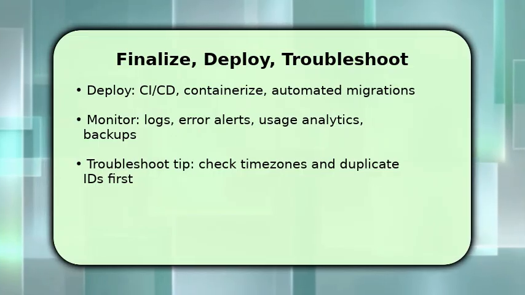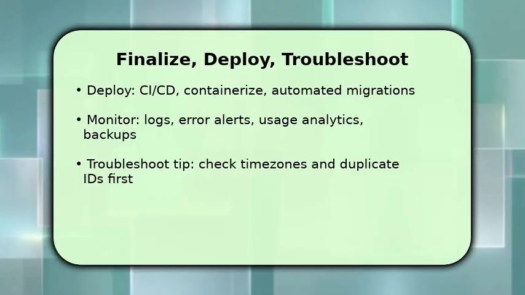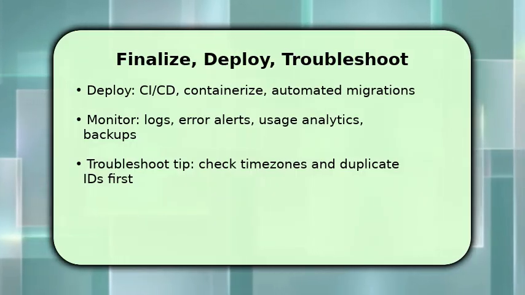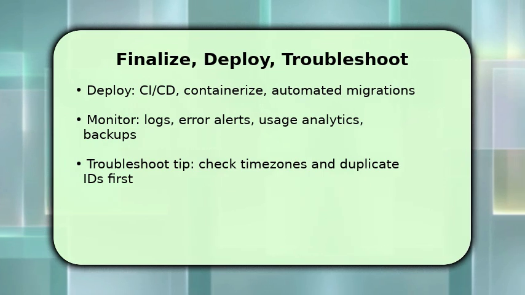Then roll out to a pilot group, collect feedback, and iterate UI and sync rules. If something breaks, check time zone mismatches and duplicate record ID first. These are the common causes of incorrect attendance.